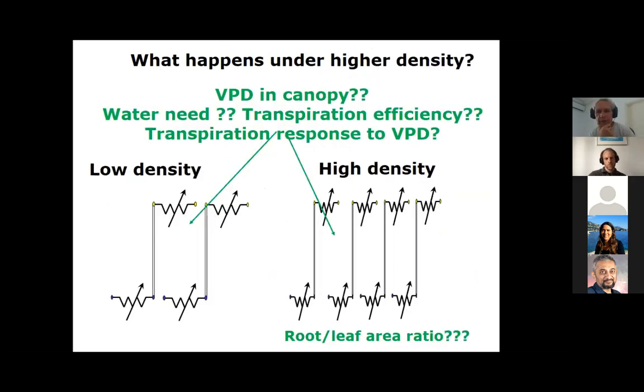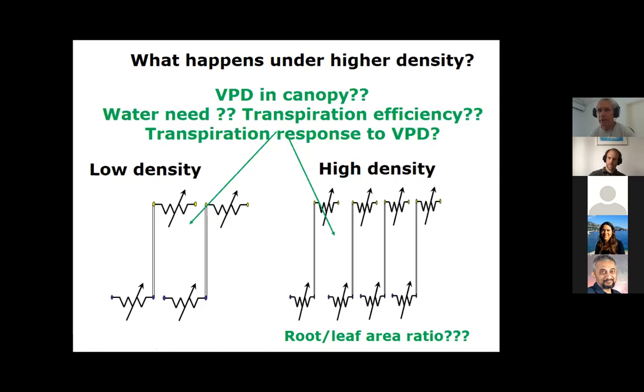Of course, when we increase densities, that raises a lot of questions related to that schematic plant. Here is the situation under low density. When we put the plants thicker, one next to the other, what happens in terms of root to leaf area ratio? Do the roots become smaller? Do they remain the same? And the same for the canopy. What happens to the canopy?